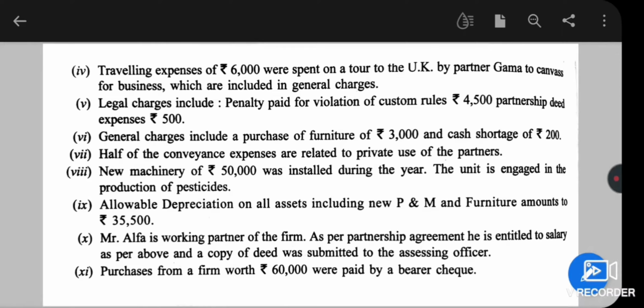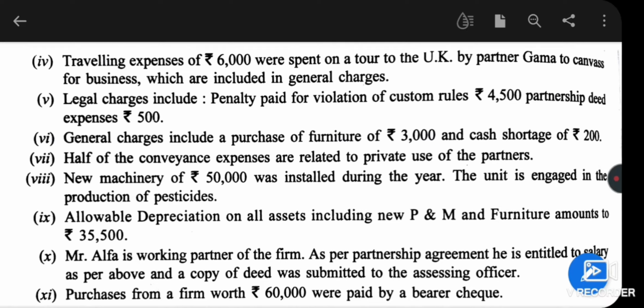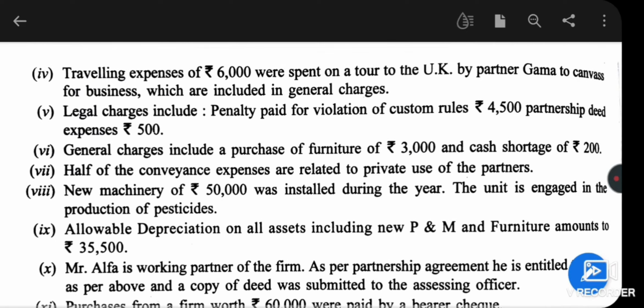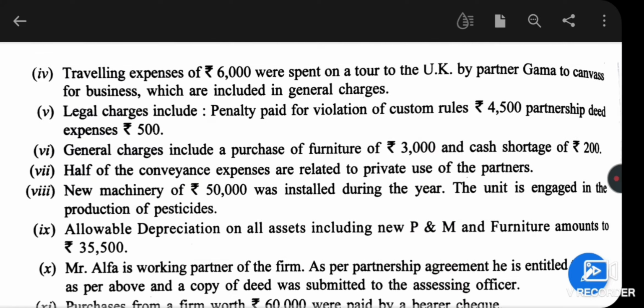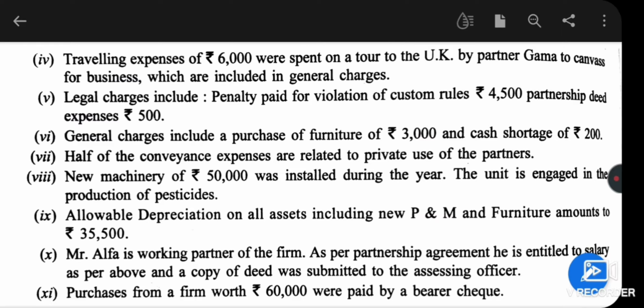Okay, and then traveling expenses of 6,000 were spent on a tour to the UK by partner Gamma to canvass for business. If you're canvassing for business, obviously it's relating to business. Okay, so we are going to ignore that there's traveling expenses spent. And then legal charges include penalty paid for violation of custom rules. Now, if any legal charges include penalty, a penalty is always disallowed. Okay, so as an expenditure, legal charges cannot include penalty.